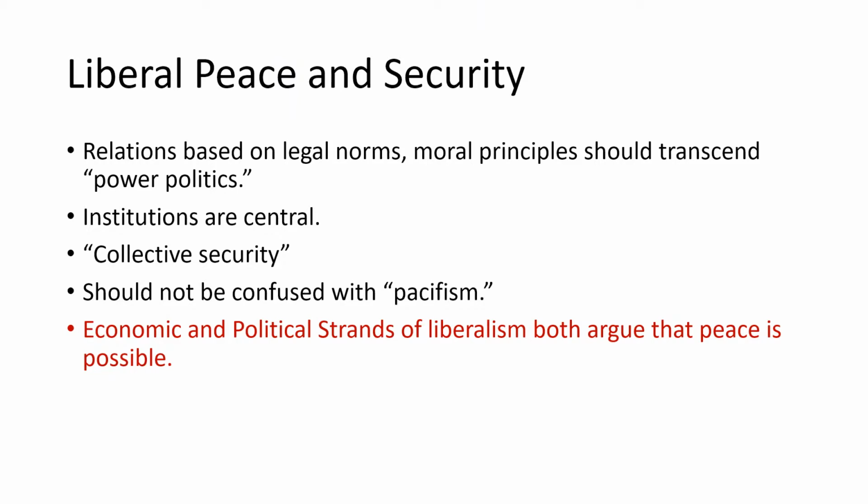Finally, economic and political strands of liberalism both argue that peace is possible, in that interconnectedness among states allows them to become codependent, making war often too costly to pursue. A good example for that would be the relations between Canada and the United States. Even though we don't live in the same country, I think we have a reasonable belief that Canada and the United States have stable relations and that they will not go to war with each other. This is a good example of how interconnectedness between these two countries made even the idea or suggestion of war too costly.